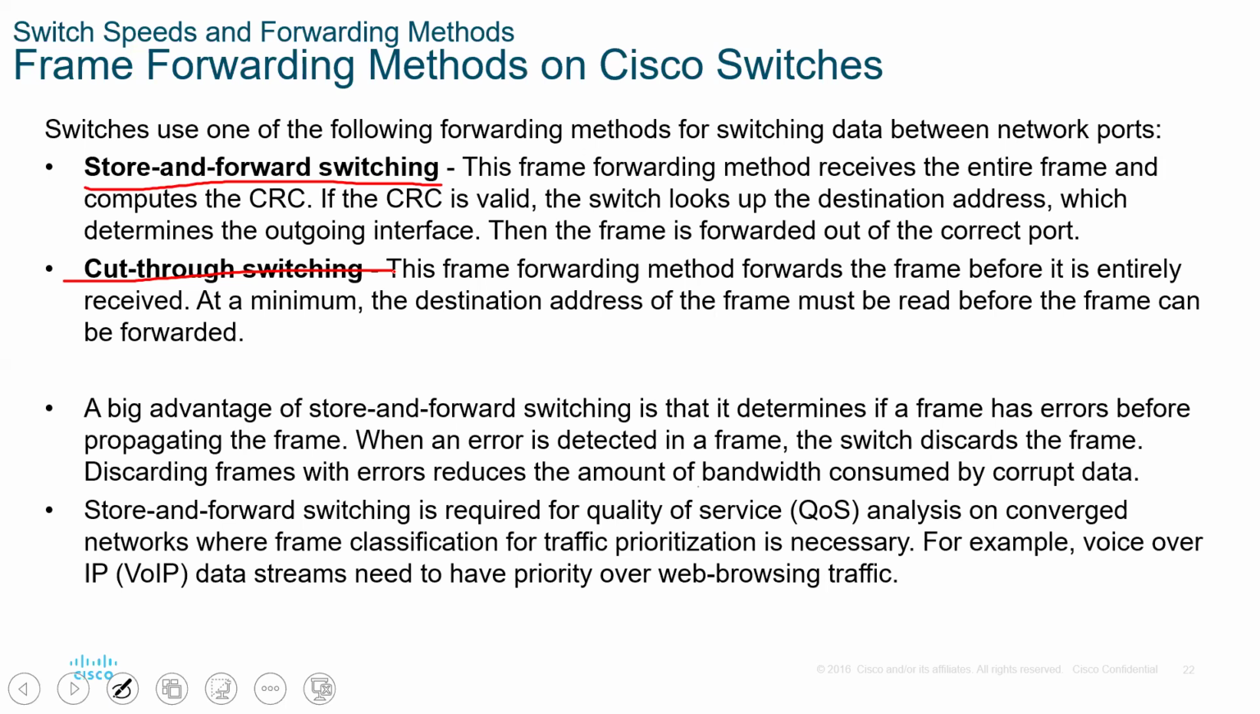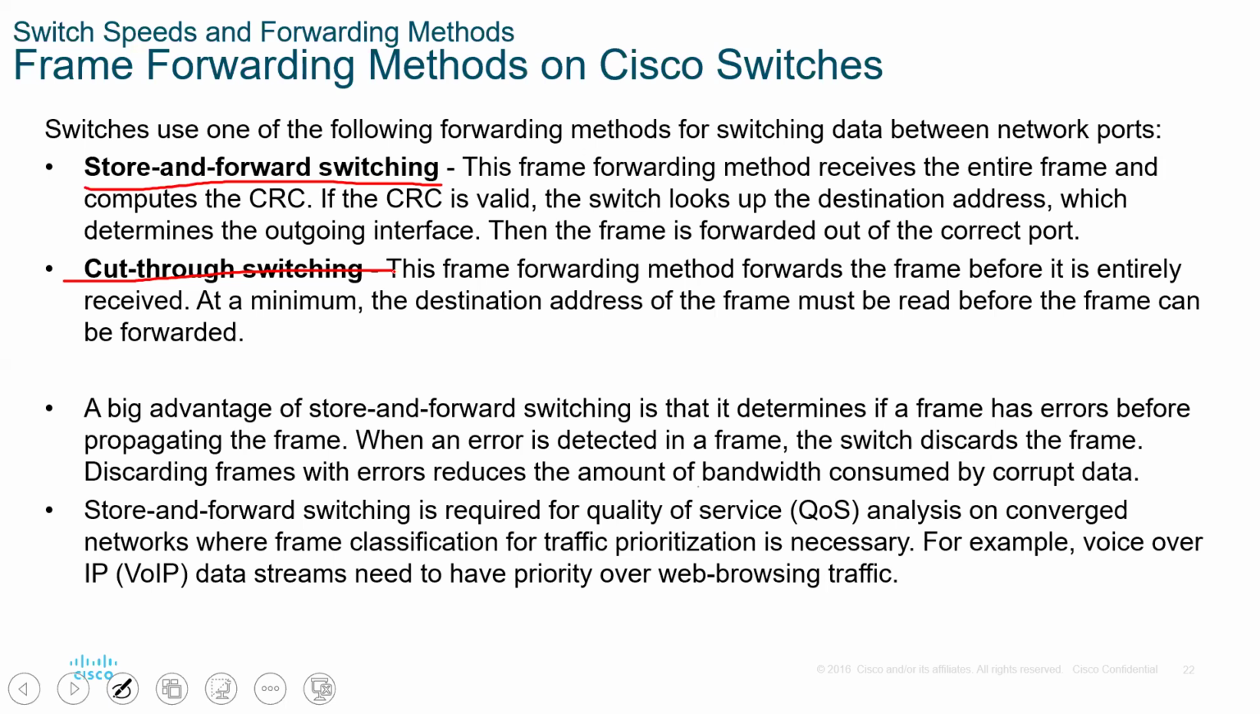The store and forward method receives the entire frame and computes the CRC. The CRC is the cyclic redundancy check. Remember, we said that the frame has a trailer. Now, the trailer is the one that checks for errors. What kind of errors? It checks the size of the frame and compares it with the size as indicated in the header. So if the size matches, fine.